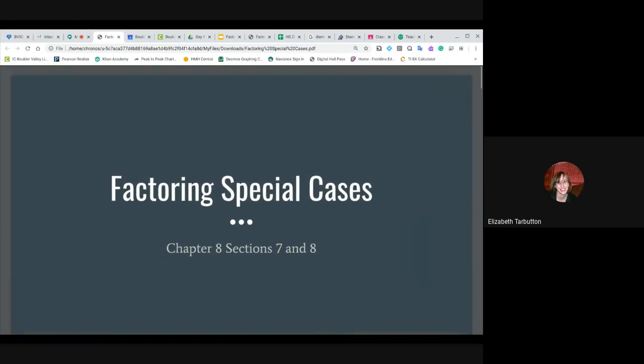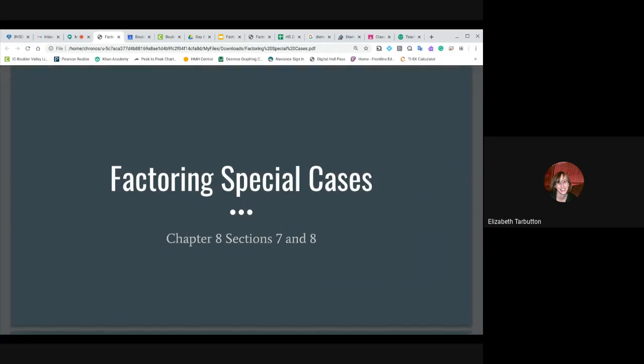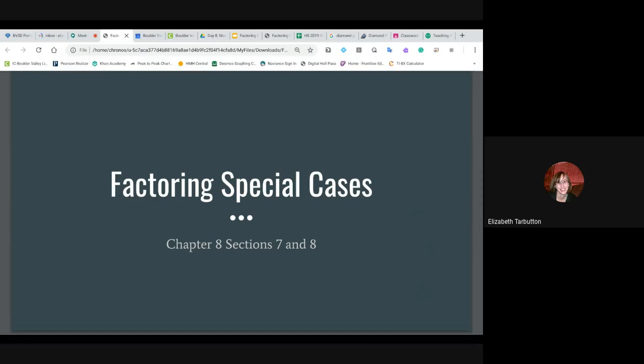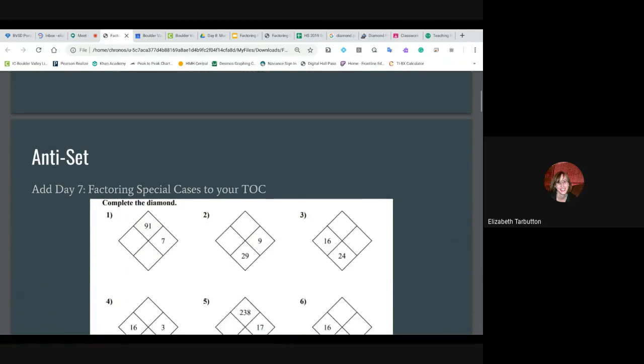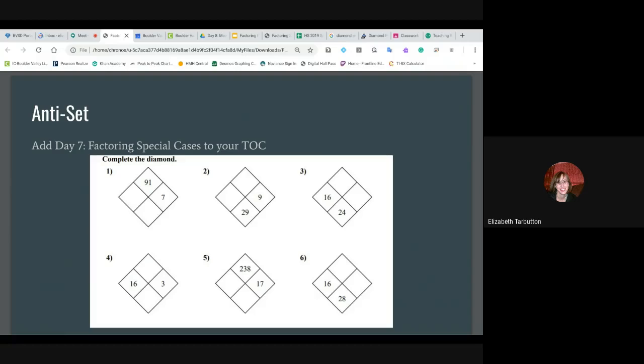So we're actually going to hit the most important points from chapter 8, sections 7 and 8. We're not going to go through all the things from those sections. We're just going to condense it and make it as quick as we can. So here's your anti-set. As promised, they are our diamond problems. So this is a really great time to pause the video and try these on your own.